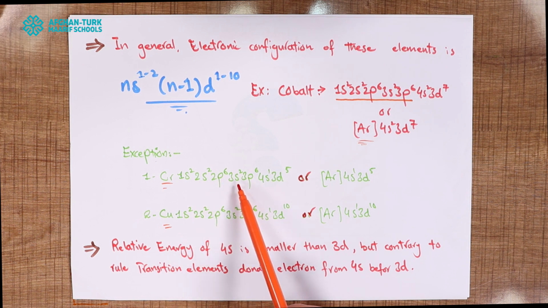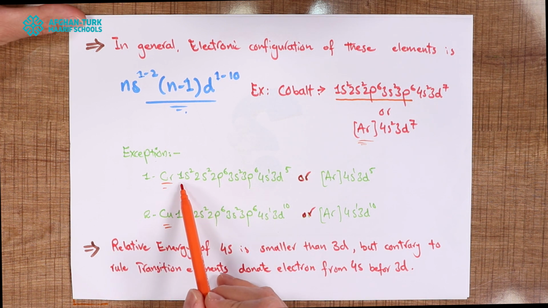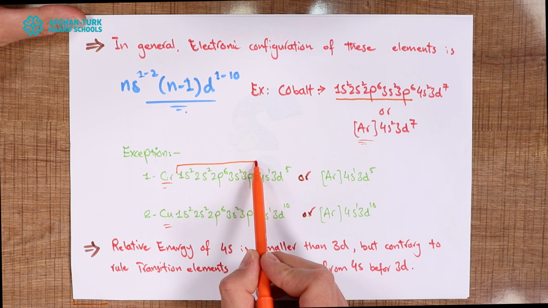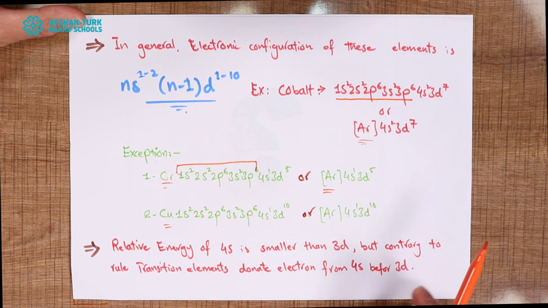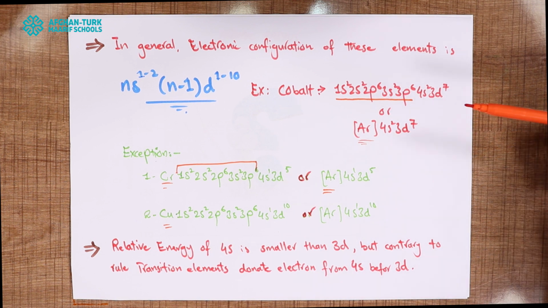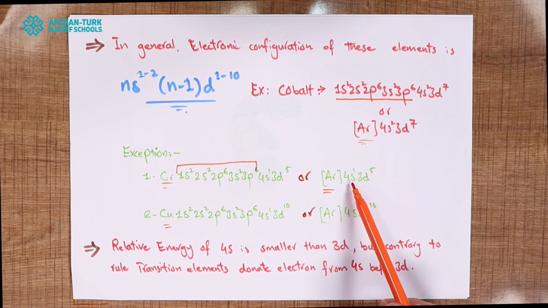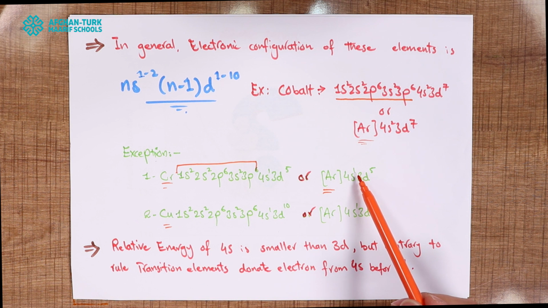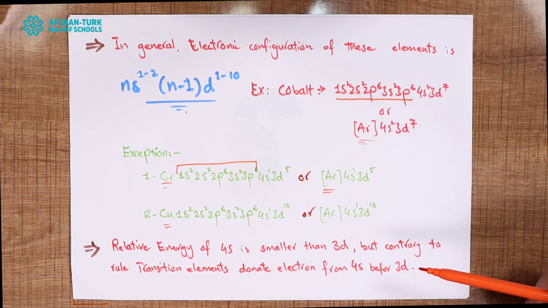1s2, 2s2, 2p6, 3s2, 3p6. From here to here is argon. I've written argon. Then 4s1, 3d5. I've told you in electronic configuration that 4s will fill first. It should be 4s2, 3d4, but it's not like that. This is the exception with the chromium.